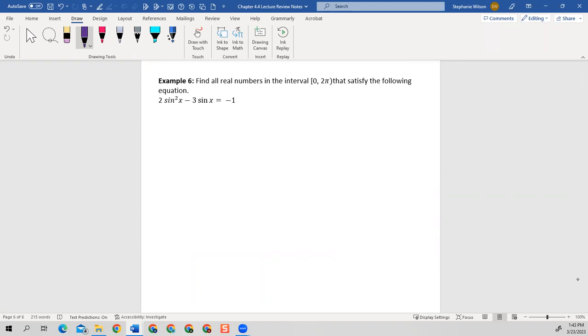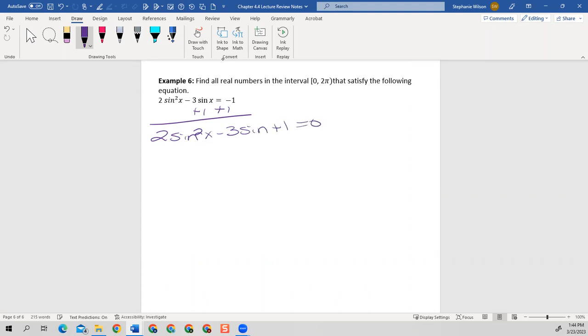All right. Example 6: find all real numbers in the interval of 0 to pi that satisfy the following equation. I'm going to go ahead and use substitution. First, let's add this one to both sides. The leading degree is a square, so we know we have a quadratic.